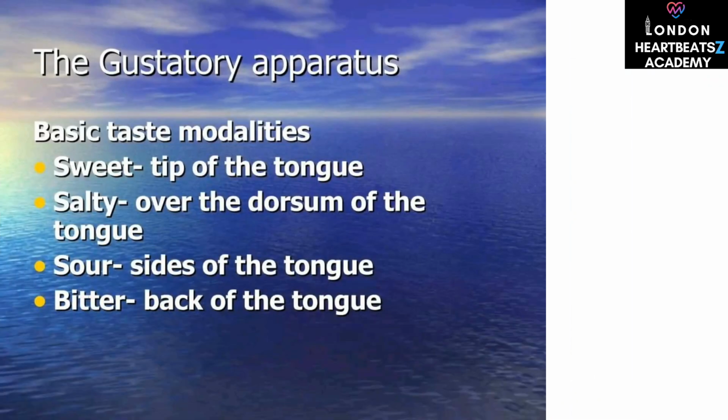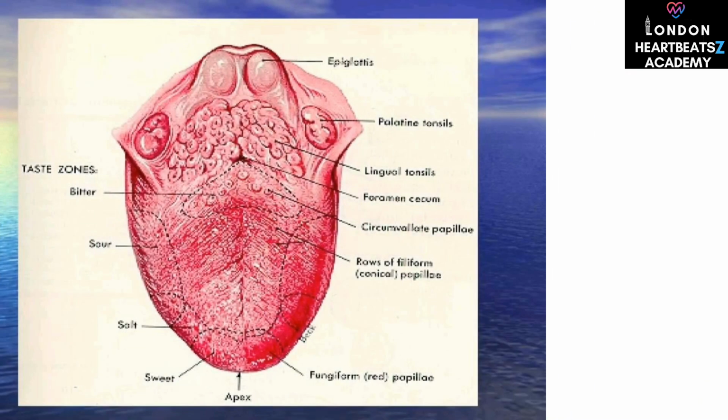The gustatory apparatus, or taste, relies on chemoreceptors located on the taste buds, primarily on the tongue. There are 5 basic tastes: sweet, sour, salty, bitter, and umami. This illustration of the tongue shows the different types of papillae where taste buds are located.